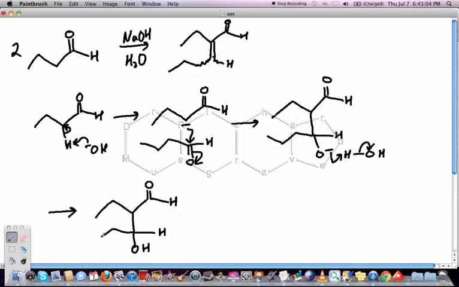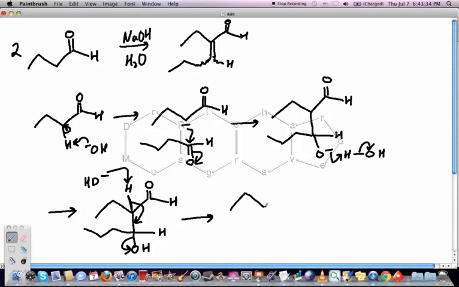Now at this point we've got a compound that's got an aldehyde group and an alcohol group, or an aldol. That's where the name of the reaction comes from. But this is only an intermediate. We can't isolate this compound. What happens is the OH minus will come in and take this hydrogen off and form a double bond with the removal of the other OH group.